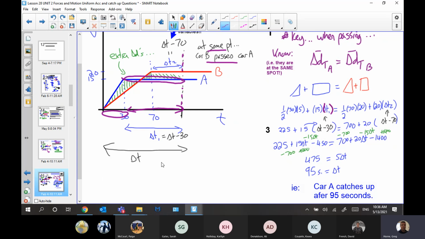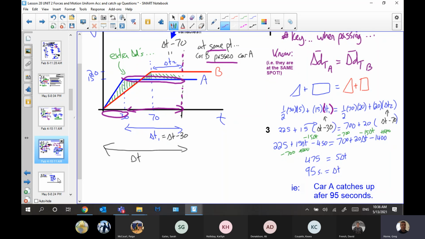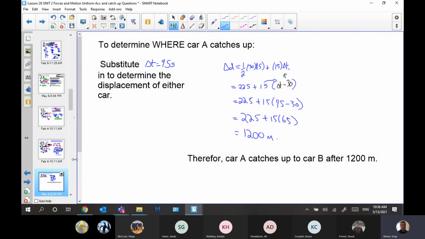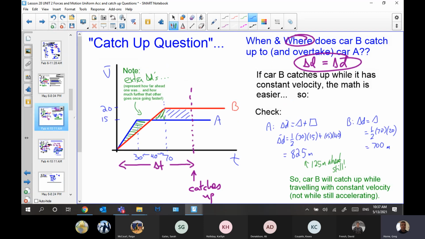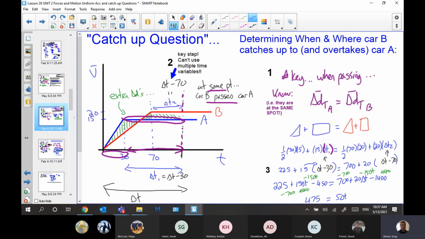Perfect. All right, let me know if anybody needs any more, but let's go on to here. So we've got the time. If you wanted to figure out where, then of course you can just put the 95 seconds into either one, right? So if you put it into this, this is for the car by the looks of it. Obviously we could just do delta d, or delta d. This must be A, this must be B, I guess. So the B was 1/2 of, I'm just looking at the numbers here, 1/2 of 70 times 20.